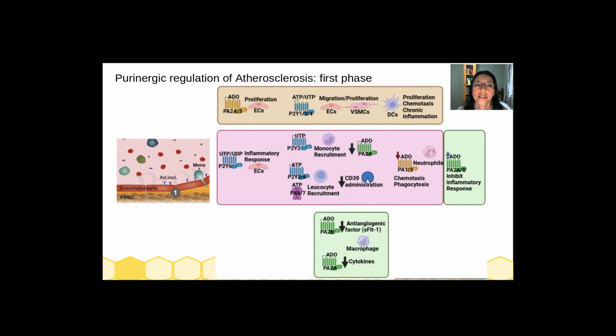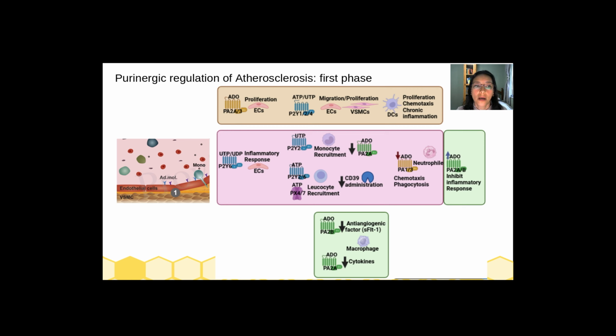But how is the purinergic regulation of atherosclerosis? When endothelial cells are activated, two sets of processes are regulated by the purinergic system. First, proliferation and migration of specific cells. Adenosine activates the receptors P2A or 3 to induce proliferation of endothelial cells, as do ATP and UTP through receptors P2Y1, 2, or 4. Moreover, the last set of interactions induces vascular smooth muscle cell proliferation and dendritic cell activation.